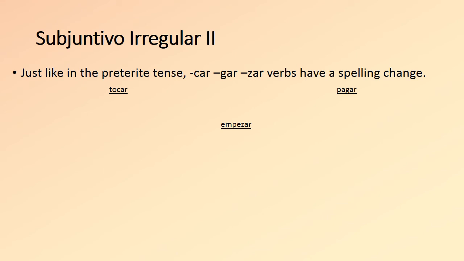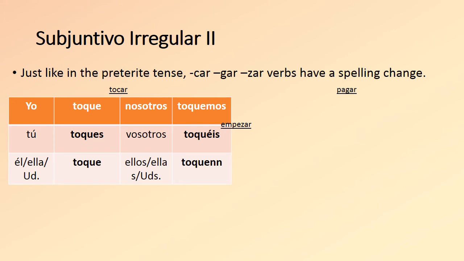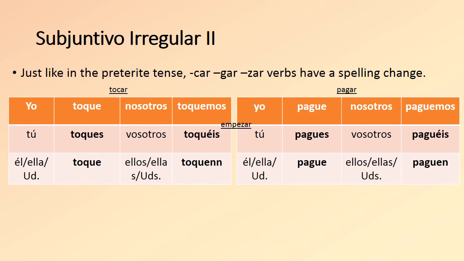There are a few more irregular verbs in the subjunctive because they have spelling changes. These are the car, gar, zar verbs that you probably remember from the preterite tense. Tocar looks like this. Yo toque, tú toques, él, ella, usted toque, nosotros toquemos, vosotros toquéis, ellos, ellas, ustedes toquen. And then pagar, which is a gar verb, looks like this. Yo pague, tú pagues, él, ella, usted pague, nosotros paguemos, vosotros paguéis, ellos, ellas, ustedes paguen.